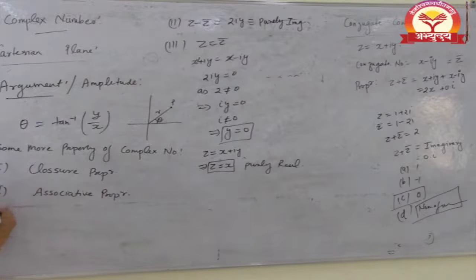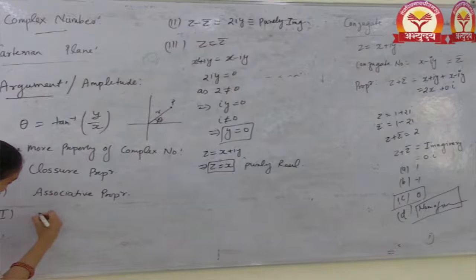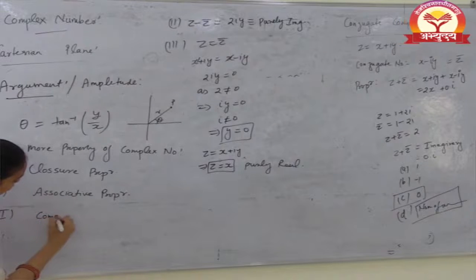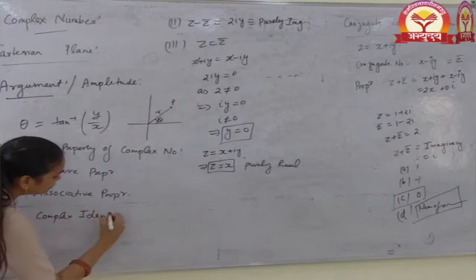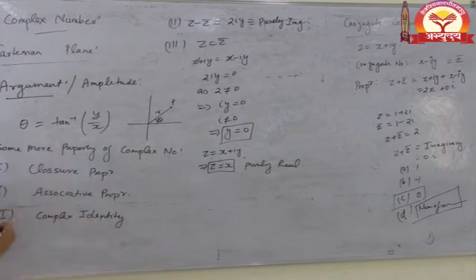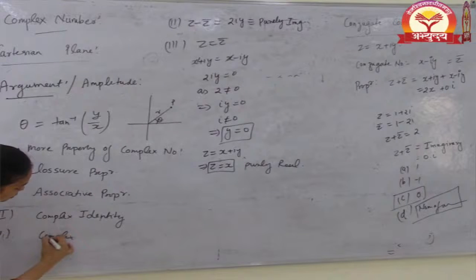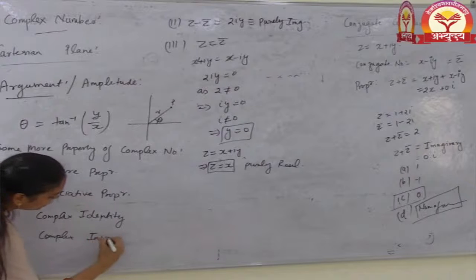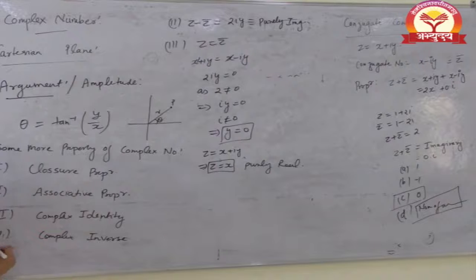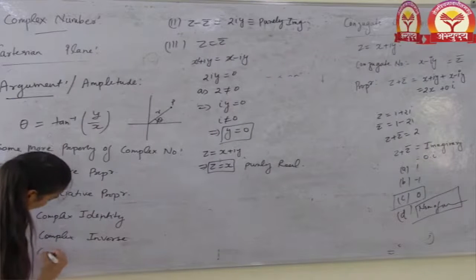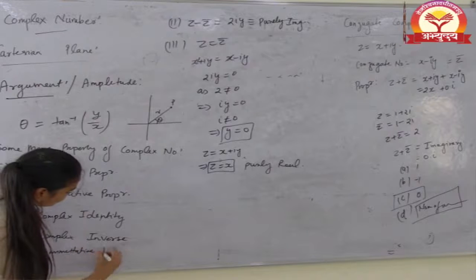Number 3, complex identity. Number 4, complex inverse. Number 5, commutative property.